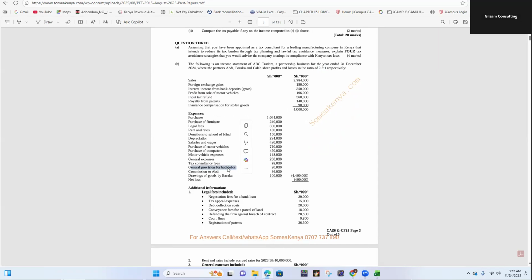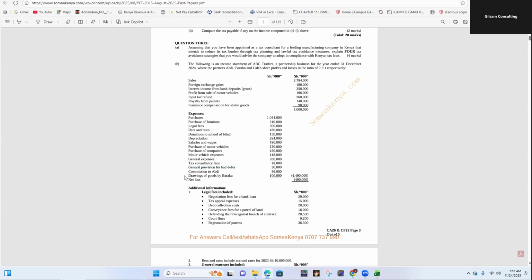So you know the taxation of bad debt. General provision for bad debt is not allowable for tax purpose, but specific bad debt is allowed for tax purpose.